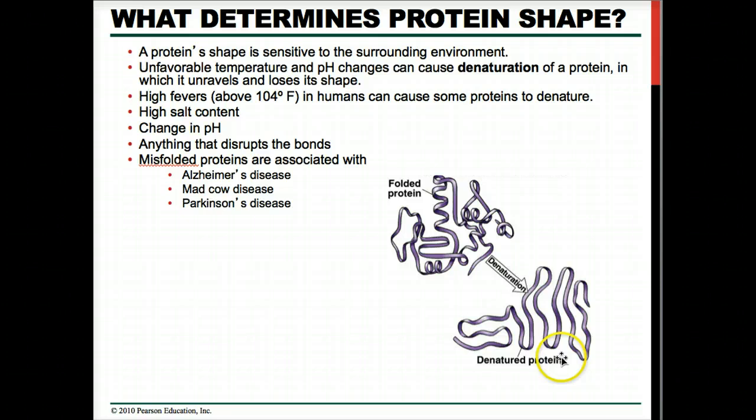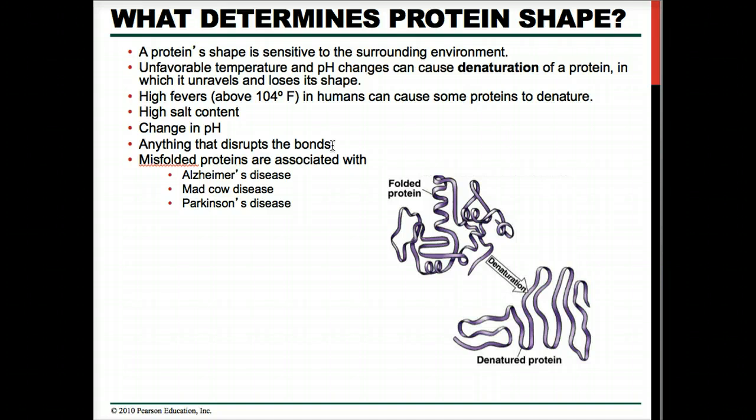Is this protein functional anymore? Nope. It goes back to its primary structure, that chain of amino acids. It no longer works, right? High fevers above 104 can sometimes cause proteins to denature, so can high salt concentration and any changes in pH. Remember, pH is the hydrogen ion concentration. Again, anything that's going to interact with all of these amino acid side chains can ultimately change the shape.